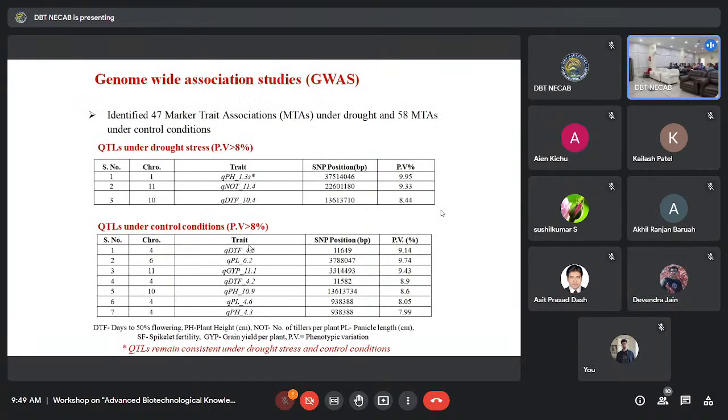Using genome-wide association studies, we have identified various marker-trait associations for drought, under drought condition and under control condition. You have to go under both conditions. Suppose you want to find a gene for drought tolerance, or resistance to BLB, or resistance to blast. You have to grow the crop under BLB infestation condition and under control condition so that you can make a contrast. You will get QTLs from both the stress condition as well as the control condition. Some of the QTLs were identified.